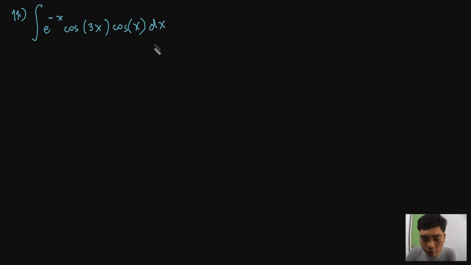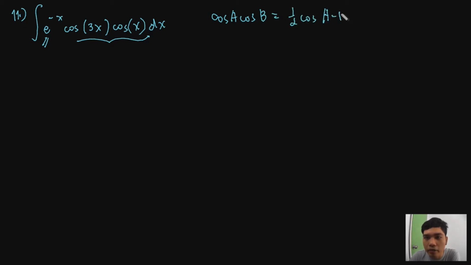Okay, so for this case, alam naman natin na before we proceed with integration by parts, magkasama itong exponential and trigonometric function. But before we start with that, we have to use the identity muna na cosine of A cosine of B is equal to 1/2 cosine of A minus B plus 1/2 cosine of A plus B. Gagamitin natin yung identity na to para i-simplify itong expression na to.